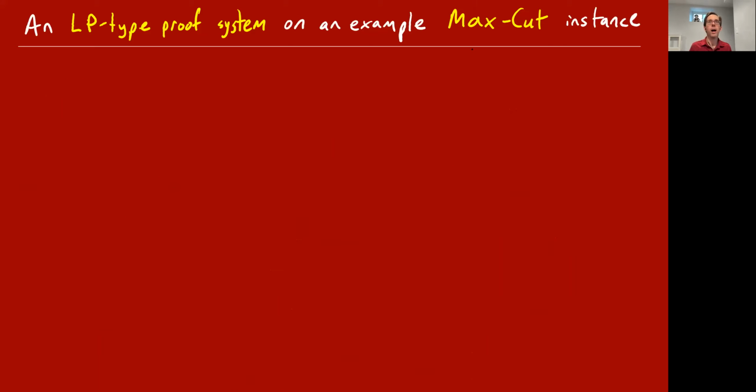Okay, so let me consider similar proof systems for max-cut, our favorite basic CSP. Here's our favorite simple instance. It's a 3-vertex graph, a triangle. And as we know, the maximum cut here is of size 2. There's no partition that cuts all 3 edges.